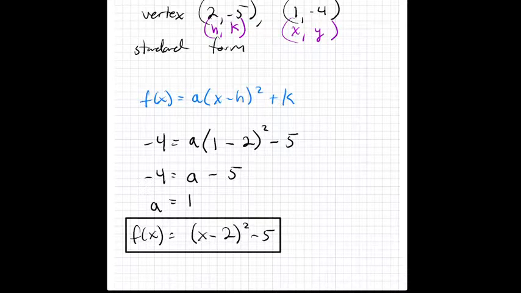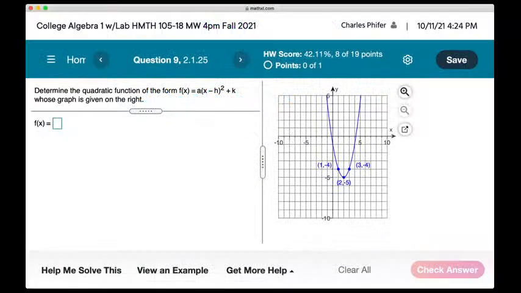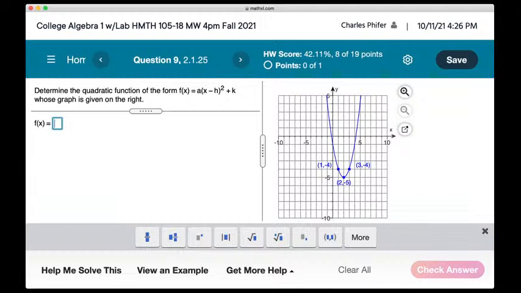Okay, let's hop over here. Determine the quadratic function whose graph is given to the right. x minus 2 squared minus 5.